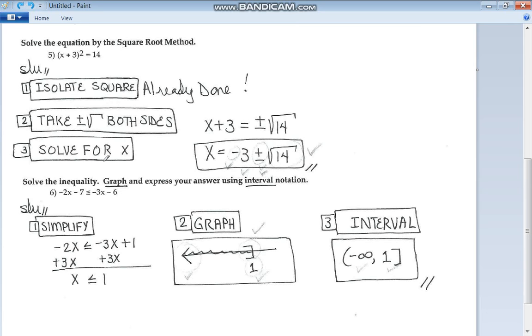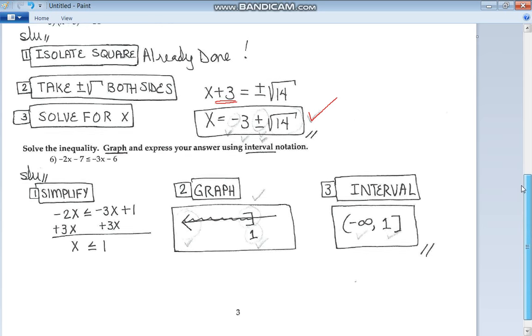Okay, and then finally we have to get x by itself, so we'll subtract this 3 from both sides, and we have our final answer, x equals negative 3 plus or minus the square root of 14.